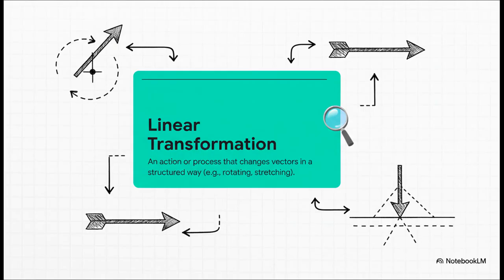So at its heart, a linear transformation is just a fancy name for a rule. A rule that takes a vector, and you can just picture an arrow pointing from the center of a graph, and it does something to it. It might rotate it or stretch it out, or maybe even flatten it onto a line. The key thing to remember is that it's the idea of the action itself.